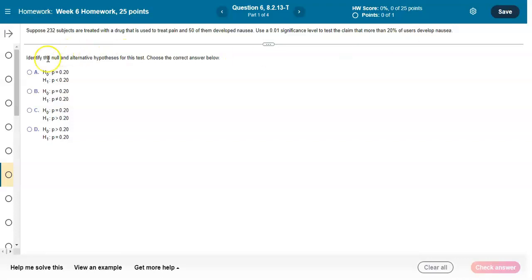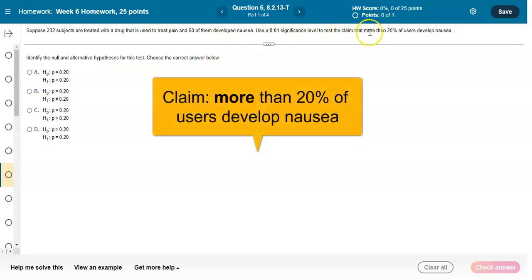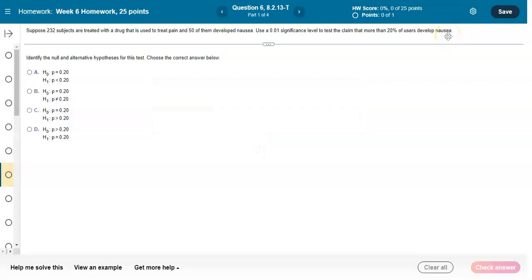So the first thing we need to do is identify the null and alternative hypothesis. What we want to look for when we're trying to do this is whatever the claim is. So this question said that the claim is that more than 20% of users develop nausea. Typically when we do a hypothesis test, we are not working with percentages, we are working with proportions, which basically just means the decimal version of the percentage. So 20% as a decimal is 0.20. So we're looking for something in our hypothesis where a claim is being represented that a proportion is more than 20% or more than 0.2.